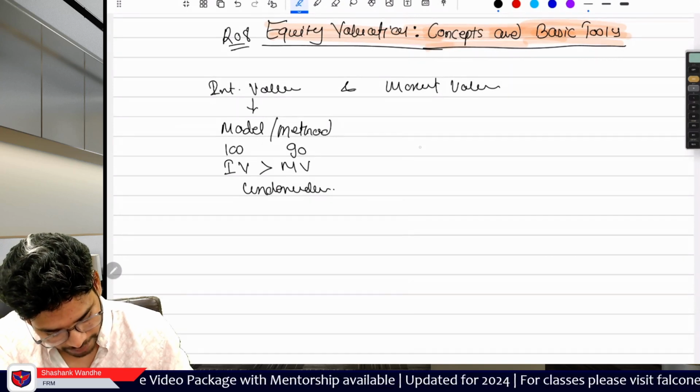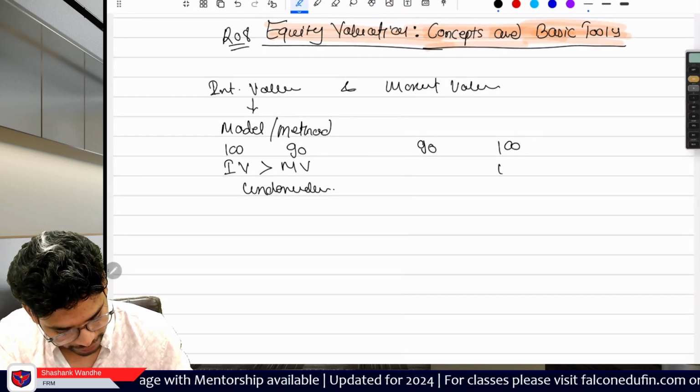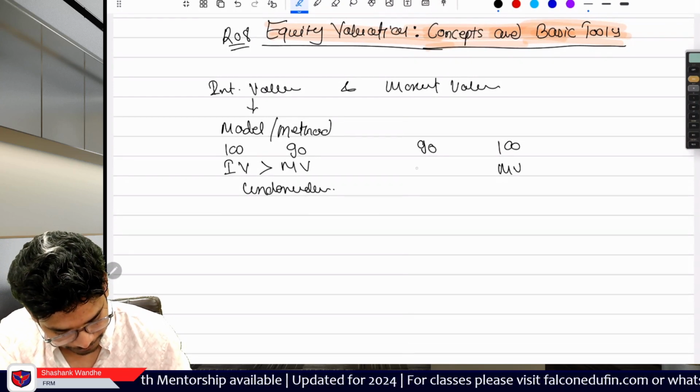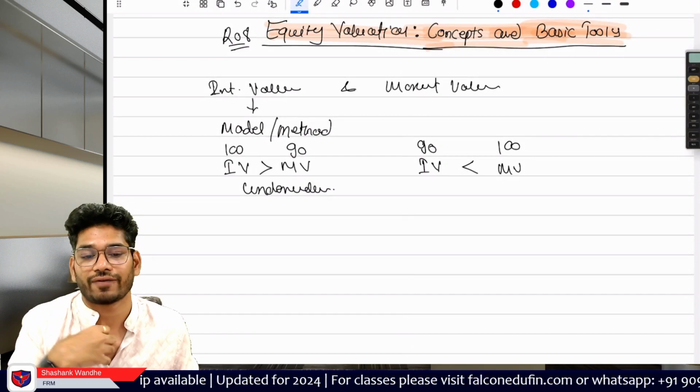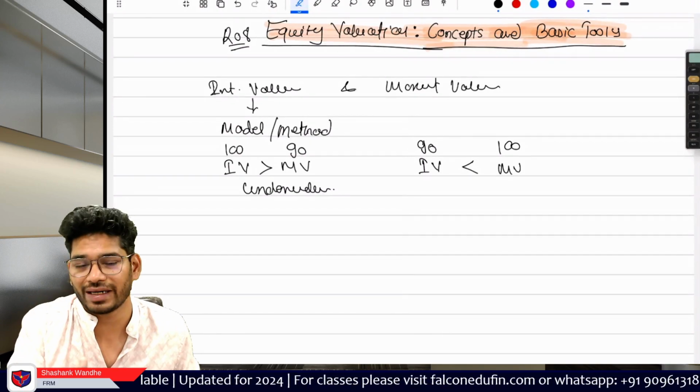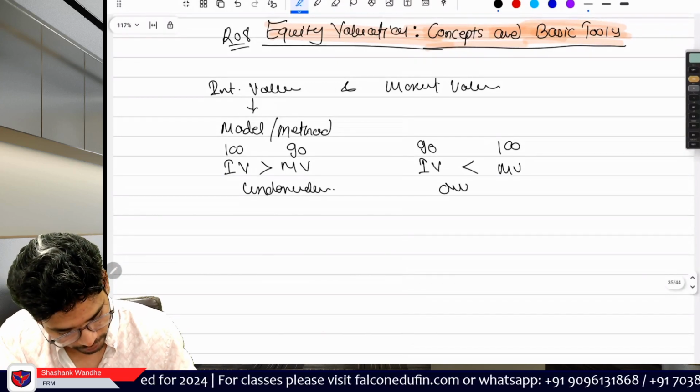The reverse is also possible, right? So the intrinsic value is 90 and market value is 100. So here the market value is more than the intrinsic value. So as per my calculation, it should be 90, but market value is 100. So this is overvalued.